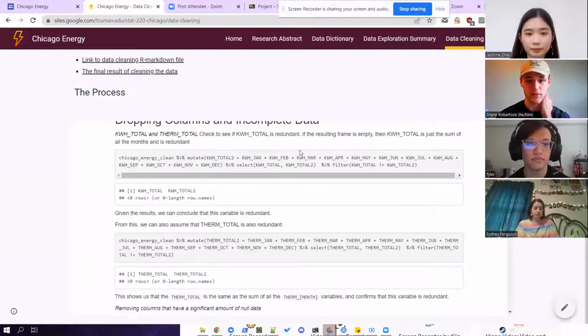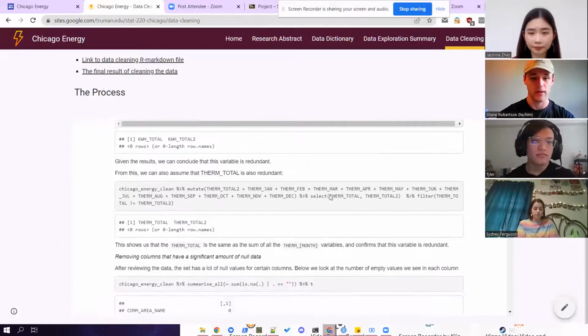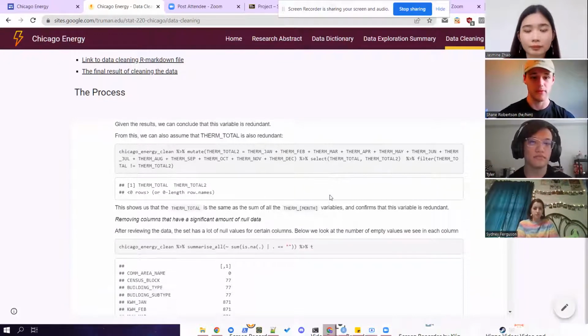We did that using this. We calculated the total to compare. Here we calculated the kilowatt total for each unit to see if the kilowatt hour total was redundant, and we proved it was, but we kept it anyways to help us with analysis.